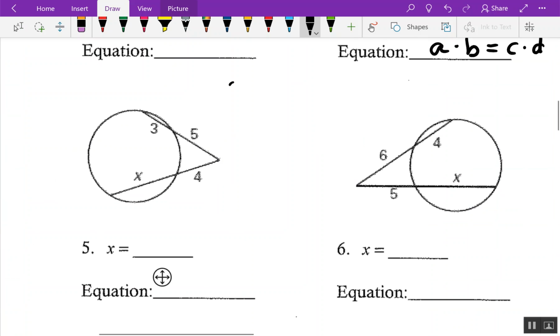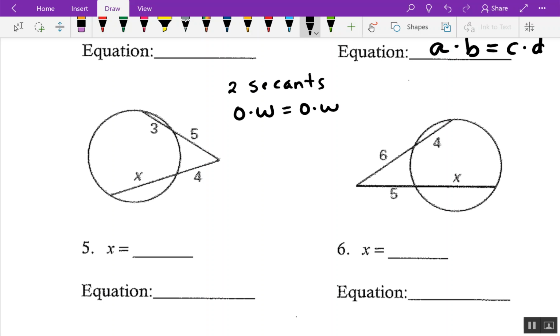All right, number 5 is two secants. We're about to do it. Outside times whole equals outside times whole, but now you need to recognize who's outside. I'm going to start with the 5 as an outside piece. It's the 4, and then its whole is how much? No, 3 is the whole secant. 8. Yes, I knew. I was doing 5 plus 3.